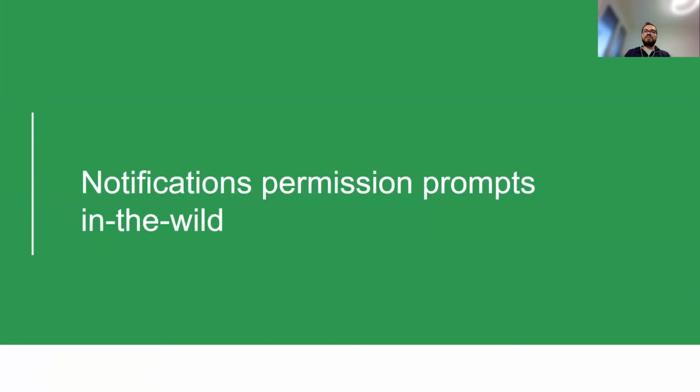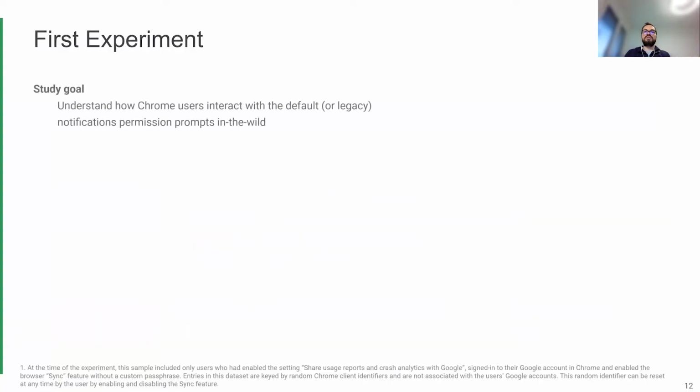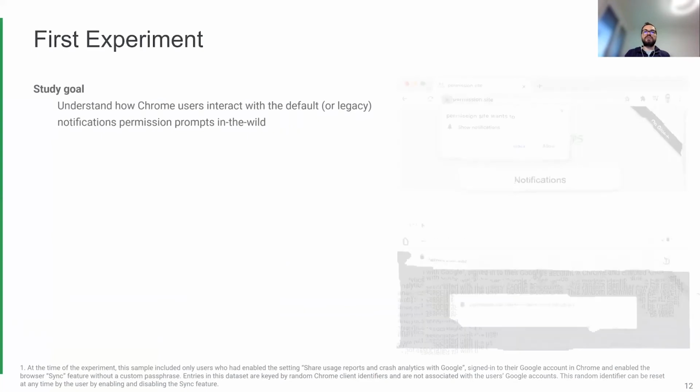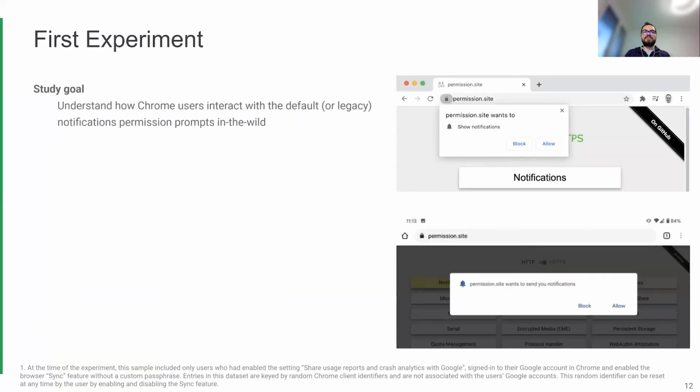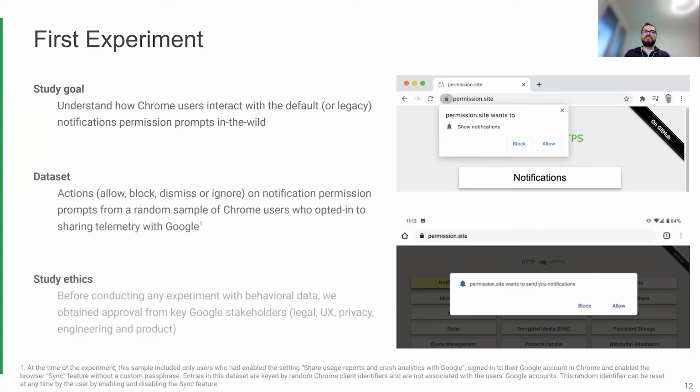First, we wanted to understand how users interacted with the default permission prompt in the wild. For that, we analyzed the interactions with the notification permission prompt, with the allow, block, dismiss, or ignore actions, by a subset of users who opted into sharing telemetry with Google. Before conducting any experiment with behavioral data, we obtained approval from key stakeholders at Google, including from legal, UX, privacy, engineering, and product.